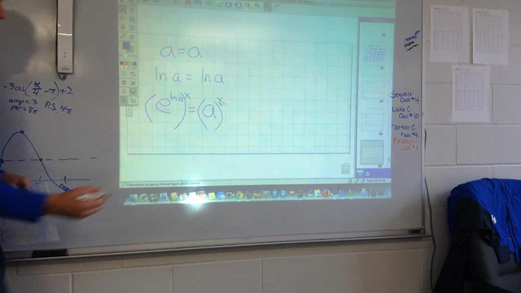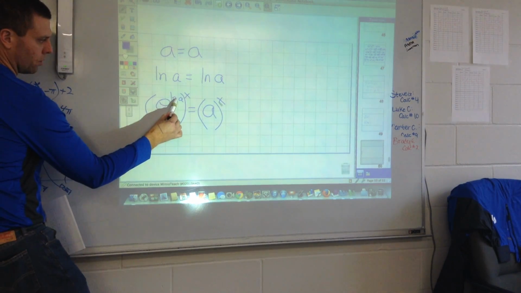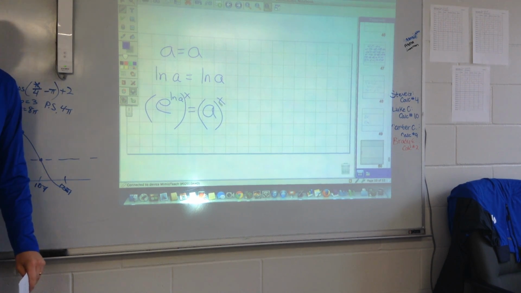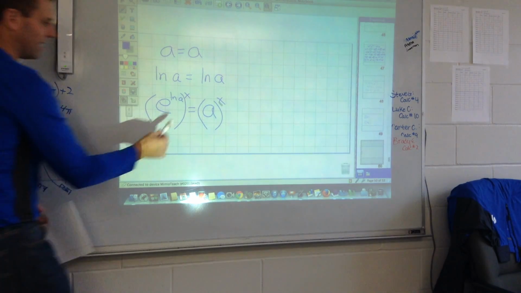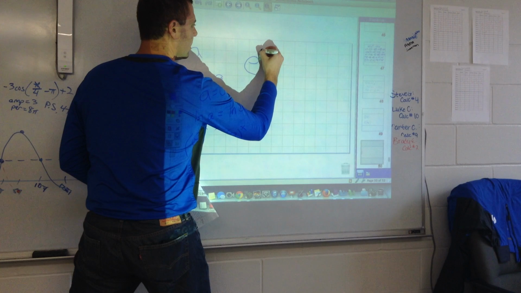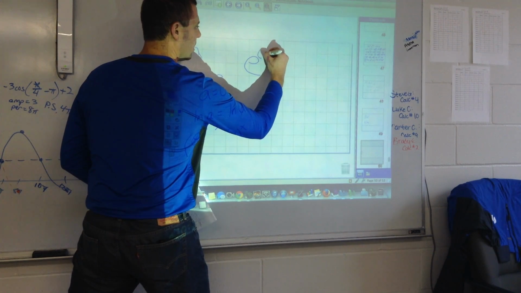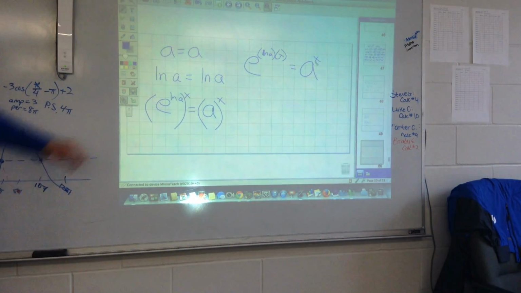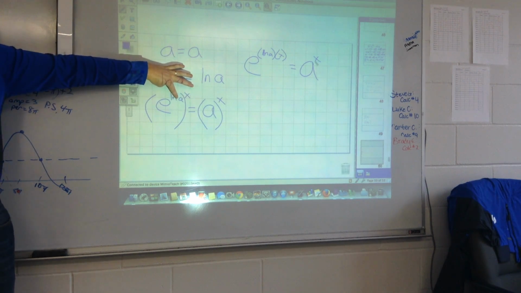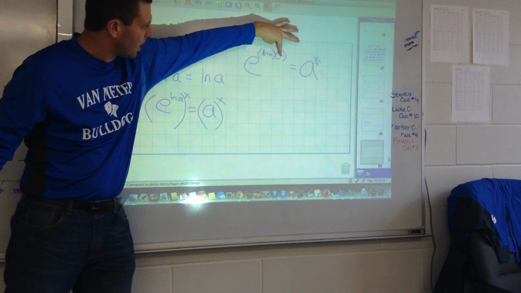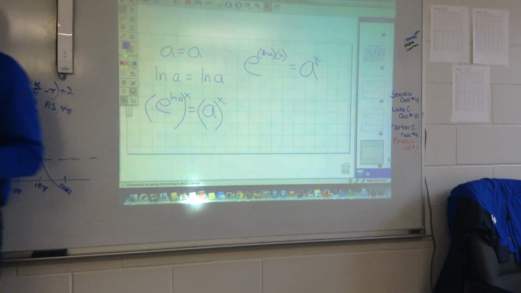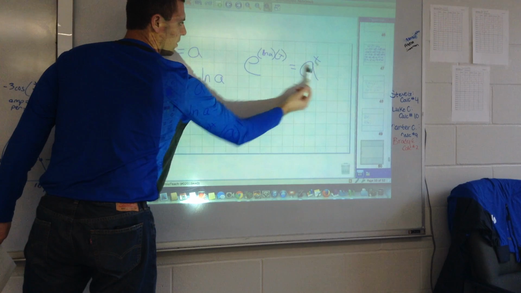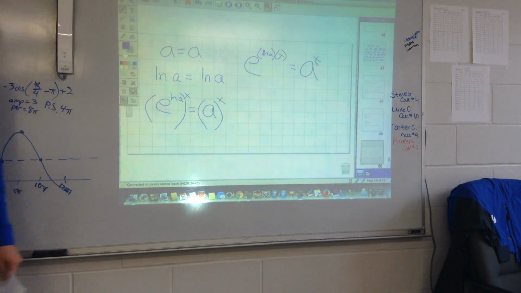Now, I'm going to go one more step. When you have a power raised to a power, like if I had x squared to the 5th, what do you do with those powers? Multiply them. So I'm going to write this out one more time: e to the ln of a times x equals a to the x. I can multiply those exponents together, the ln of a times x. So e to the ln of a times x is equal to a to the x. These are equivalent things. They're the same thing.